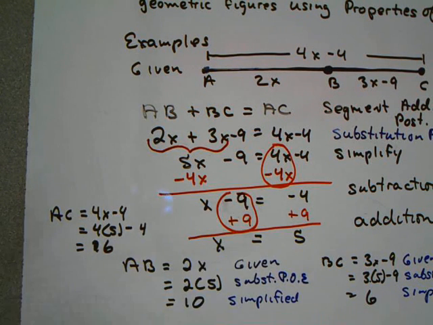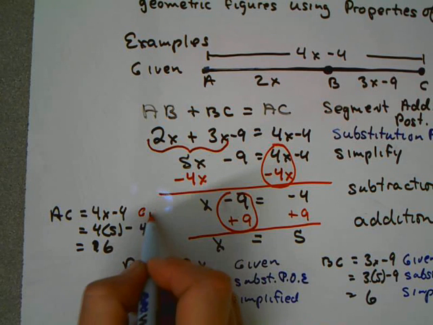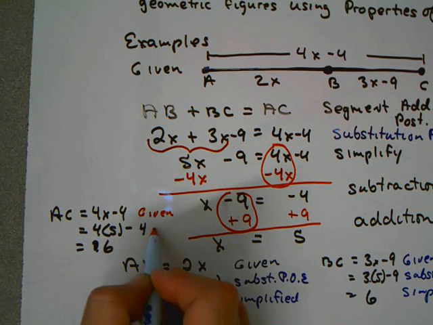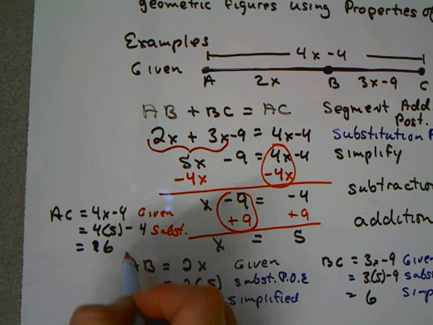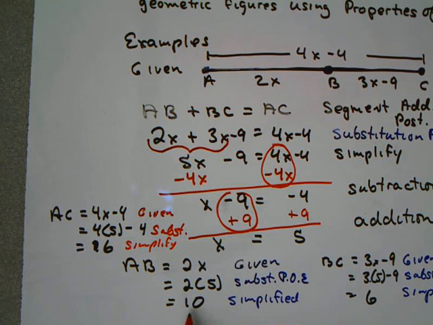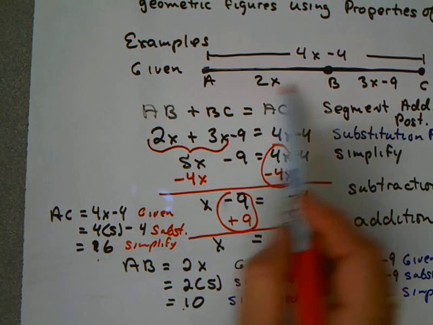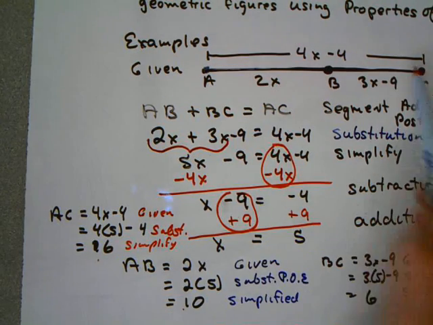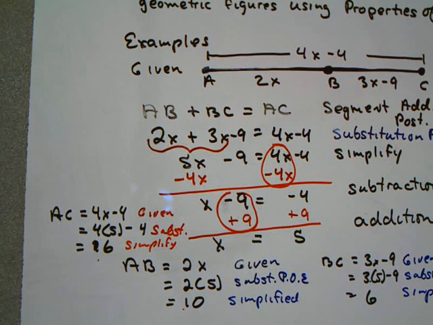Again, given, substitution, and simplify. So I know a to b is 10, b to c is 6, and you see when you add 10 and 6 you get 16, which you should, because if this is 10 and this is 6, this is clearly going to be 16. So then you know you did it right. So that's an example of writing an algebraic proof.